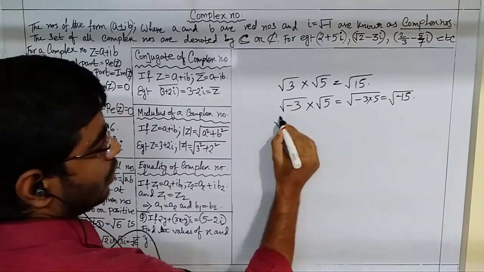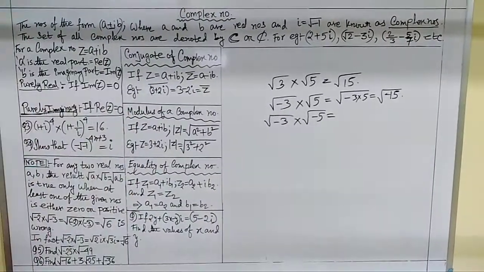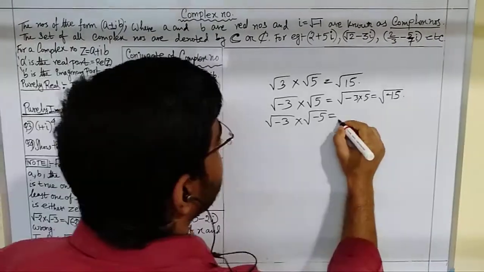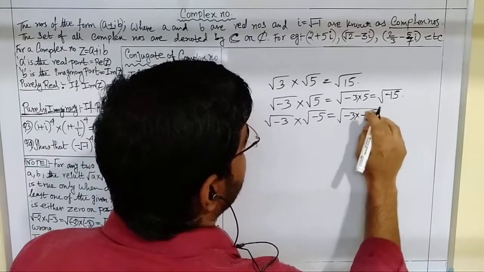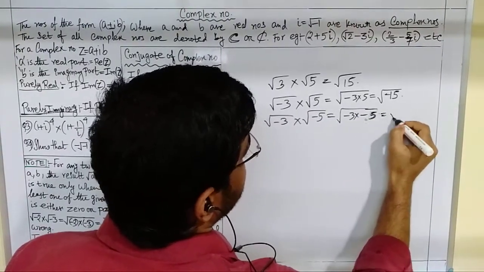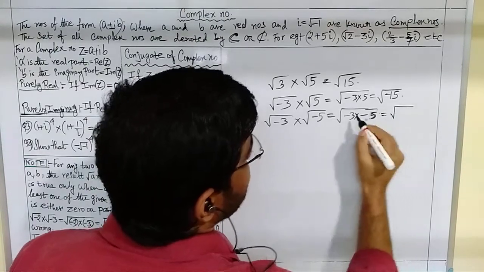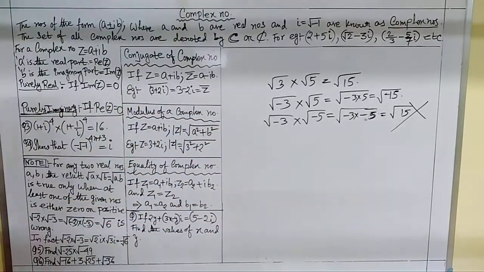Now, root over of minus 3 into root over of minus 5, what will be the answer? This is my question. Students, many of you will make a mistake here by taking root over of minus 3 into minus 5, which means root 15. But this will be absolutely wrong.